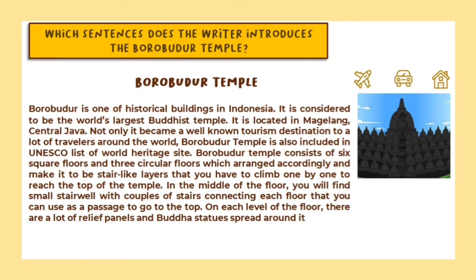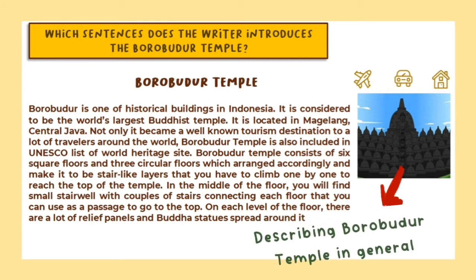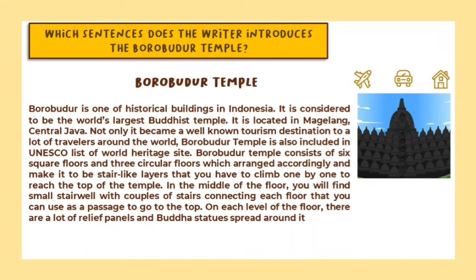Now, let's take a look at the text. The first thing you must know is what the text is for. The purpose of this text is describing Borobudur Temple in general. And then, you must identify the topic, which is Borobudur Temple. Yup, you're correct. In this text, the writer introduces Borobudur Temple as one of the historical buildings in Indonesia.